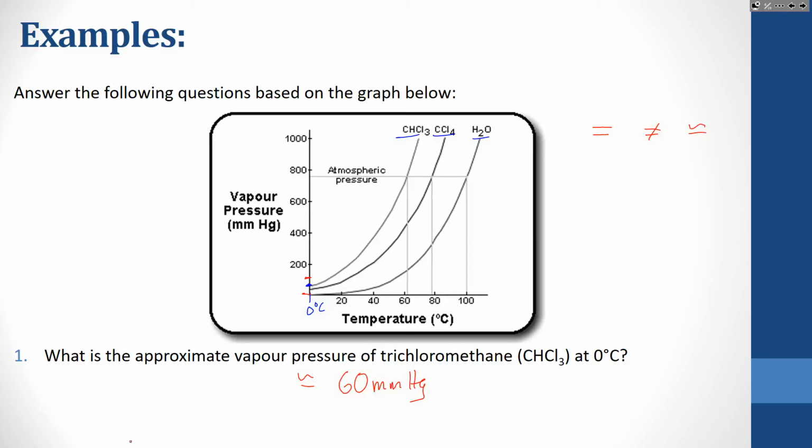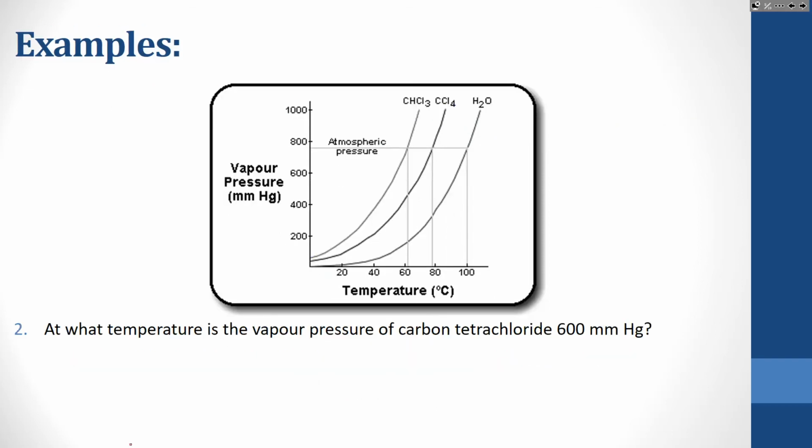So all I'm doing is just looking at the temperature to find the pressure. Now, we can also do the very opposite of that. Given a pressure, we can figure out what the temperature would be if it had that pressure. So we're looking at carbon tetrachloride, which is CCl4.